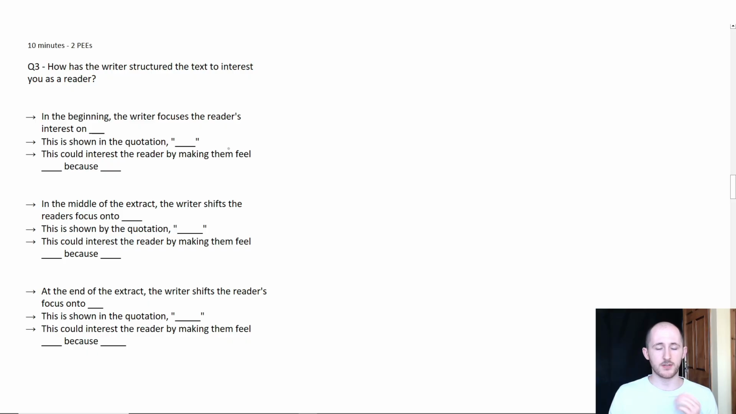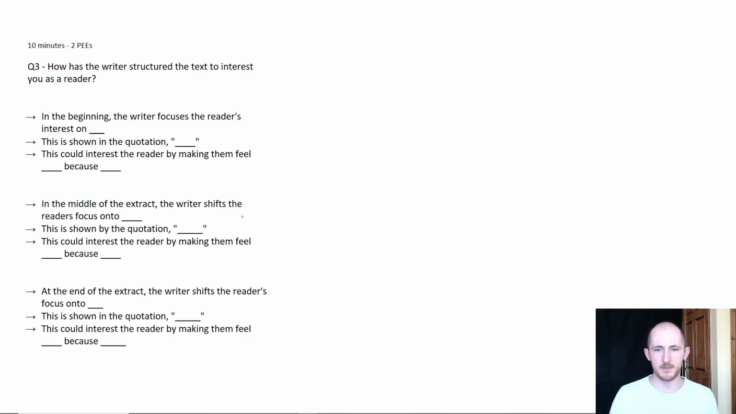And here's the structure that I recommend. So again, this is the one that a few of my students used to get, I think it was 2 grade 8s and a grade 9 in their last mock. Again, 10 minutes, 2 PEs. So in the beginning, the writer focuses on the reader's interest on... This is shown in the quotation. This could interest the reader by making them feel something because something.